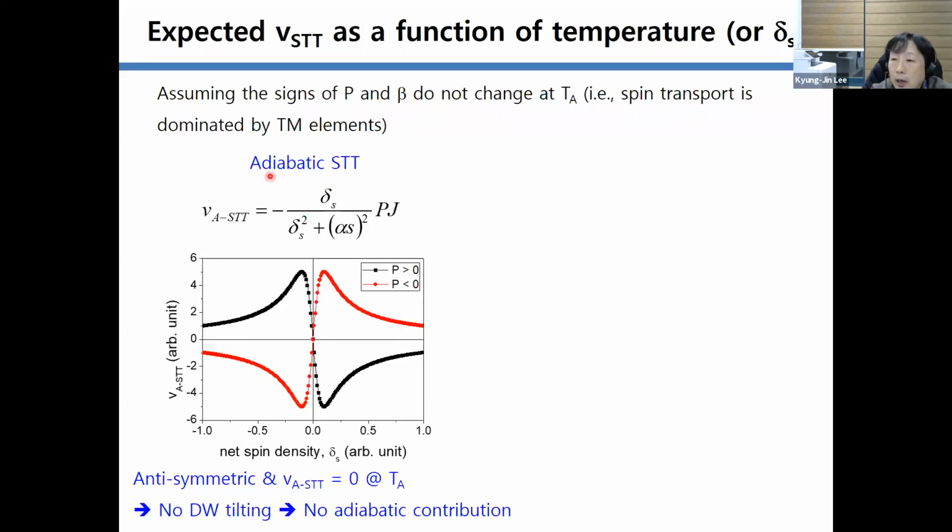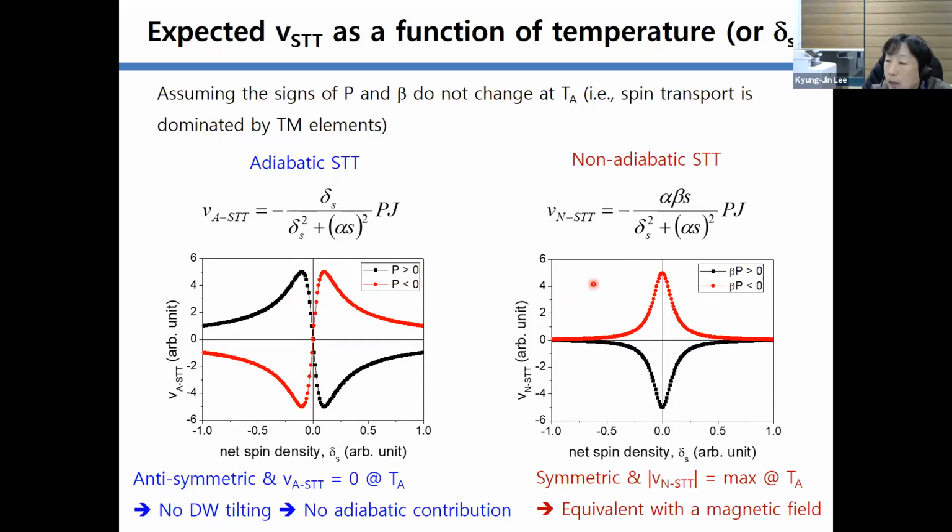Anyhow, the adiabatic spin torque looks like this function. So it looks like an anti-symmetric Lorentzian. So when you change the delta S, then it changes its sign. For positive P, it's the black curve, and negative P is the red curve. And the non-adiabatic contribution looks like a symmetric Lorentzian, and its sign is determined by the sign of the product beta P. If beta P is positive, it is the black curve, and if beta P is negative, it's the red curve.